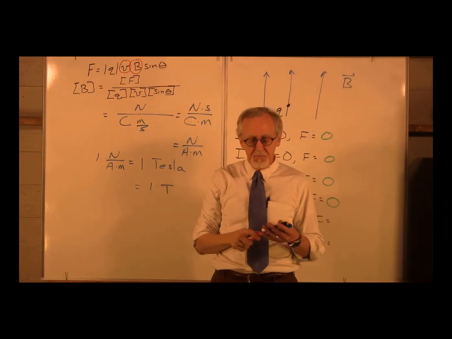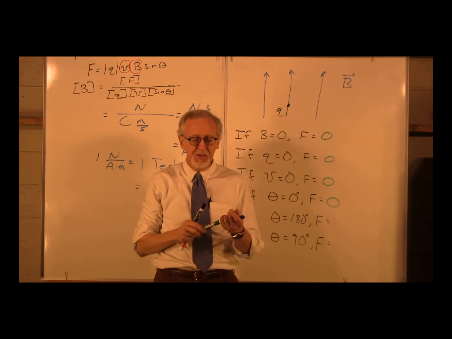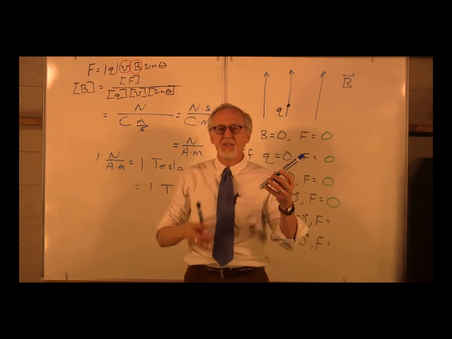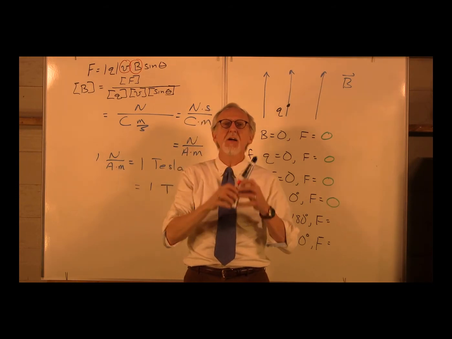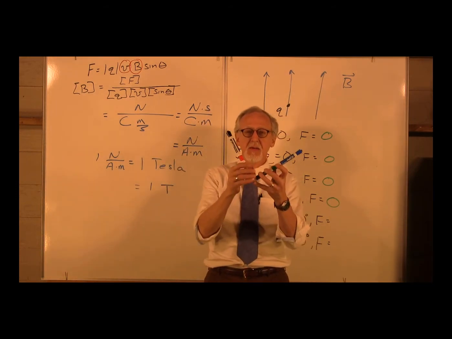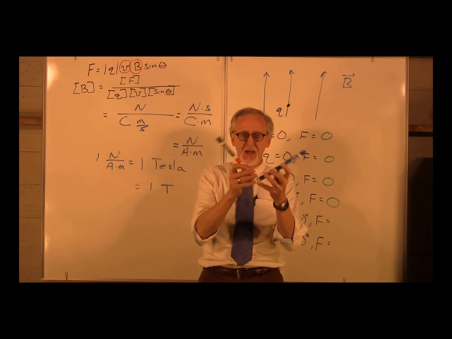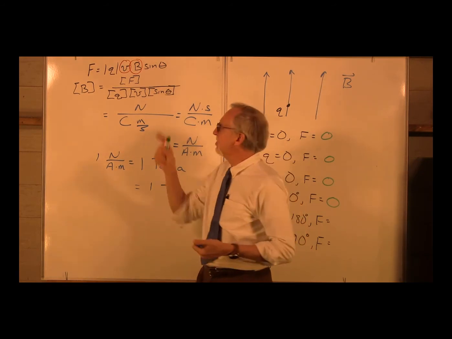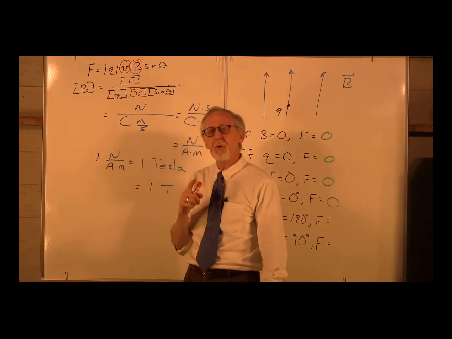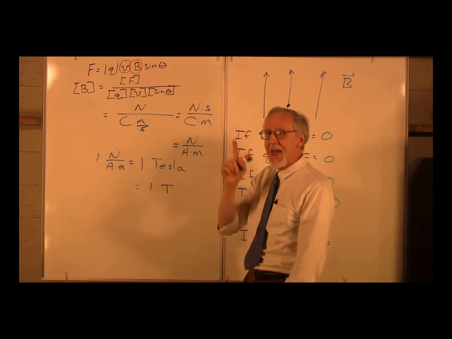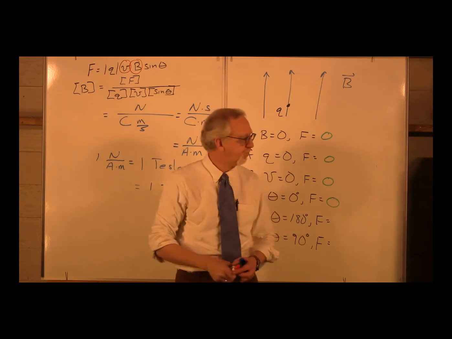So we've got some velocity of the charge V, whatever it is. We've got some magnetic field B, whatever it is. Theta is the angle between V and B. This angle here. Whenever you use this equation, make sure you keep that in mind. The hardest part in this is to remember what theta is. Theta is the angle between V and B.